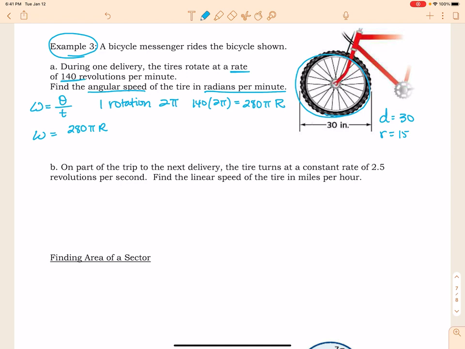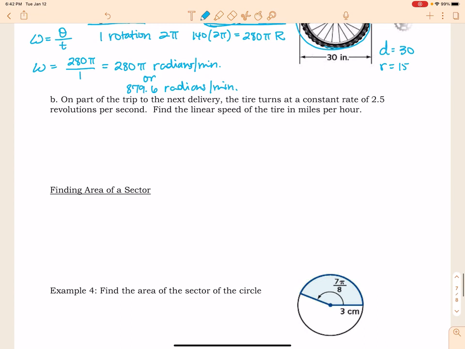So I'm going to put that right up here. You technically don't need the radians yet. And then that's going to be over 1 because I am looking for the angular speed of the tire in radians per minute, so 1 minute. So that's just going to be 280 pi radians per minute. And you could also calculate this in your calculator, and it may be easier to think in terms of this. So that's how we would do that. Easy peasy lemon squeezy.